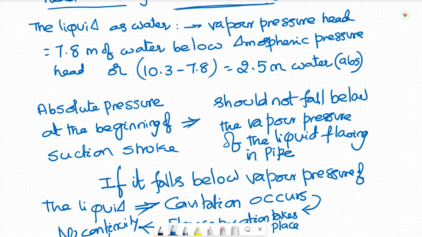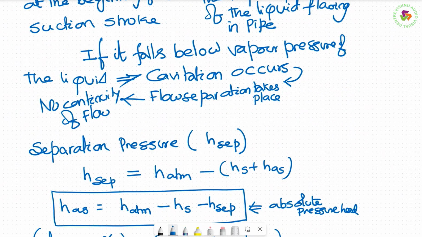But what happens if it falls? Cavitation occurs. What happens if cavitation occurs? The flow gets separated. What happens if the flow gets separated? There will not be continuity of flow. That is why this vapor pressure head is called the separation pressure head. Therefore, H atmosphere minus Hs plus Has should be greater than the vapor pressure head. If it is greater, there is no problem. It should not be less, but if it is equal, there is no issue. That's why I have put greater than or equal for the separation pressure head.